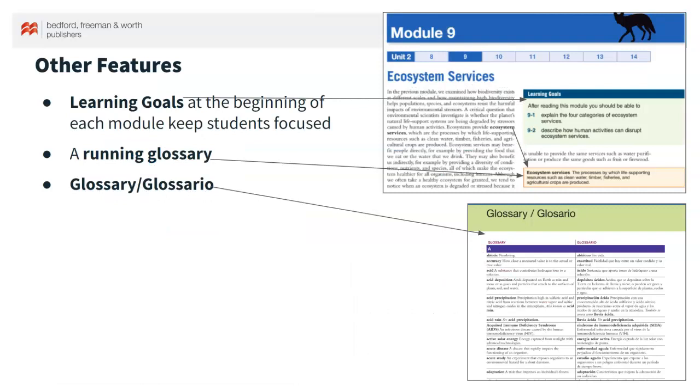Let's look at a few other features. A list of learning goals at the beginning of the module helps keep students focused. Each section of the module presents material related to a single learning goal. There is a running glossary of key terms set in bold type in the text and defined at the bottom of the page on which they are introduced.